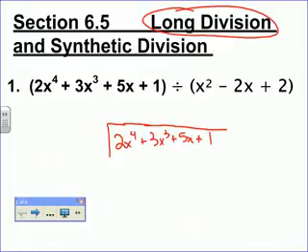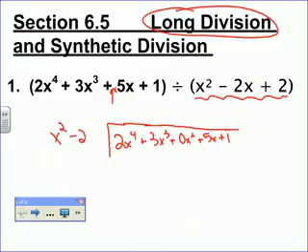And what you want to do is, if there is a term missing, in other words, there's not an x squared term, we'll put in a 0 there. So that's a little bit different. So I'm going to put a 0x squared. And we're going to take that polynomial and divide it by x squared minus 2x plus 2. We want to know how many times this goes into this. Okay? So that's how you write it.